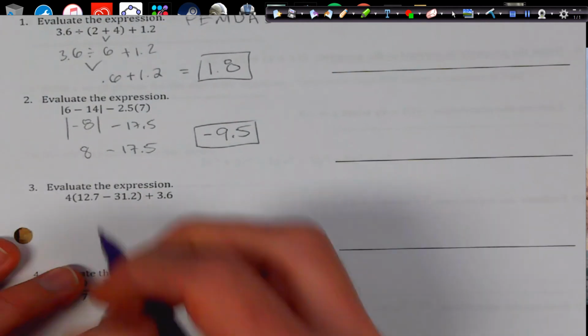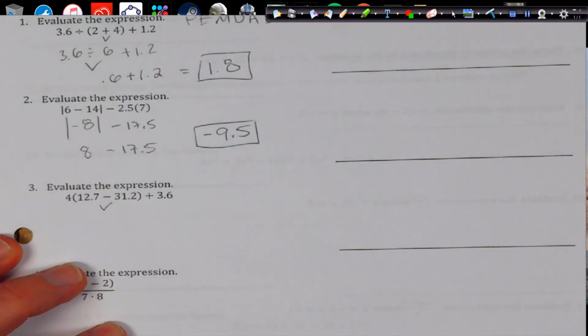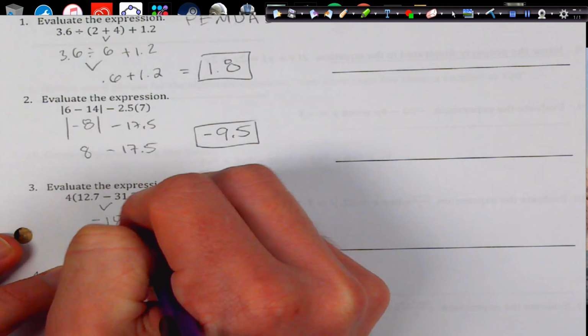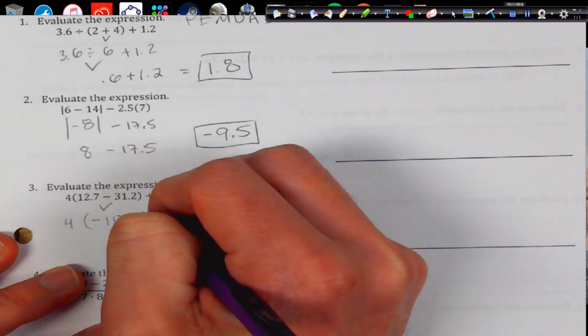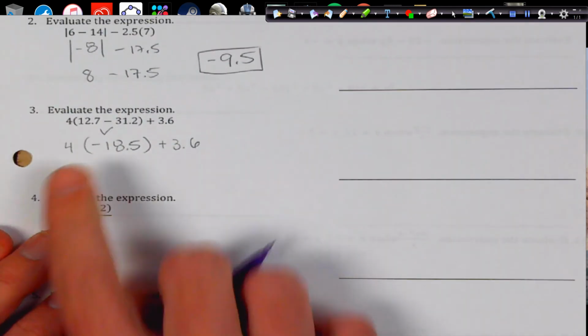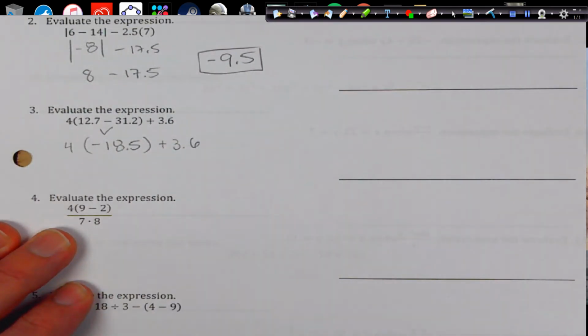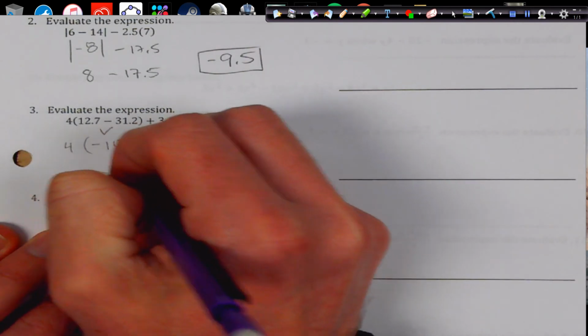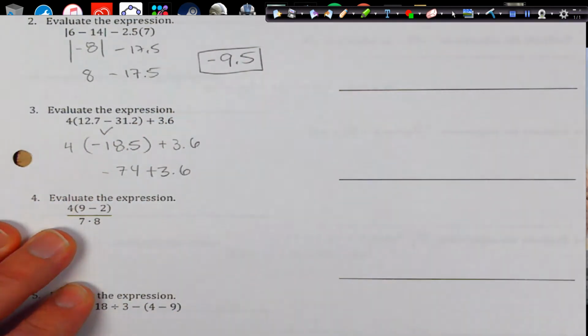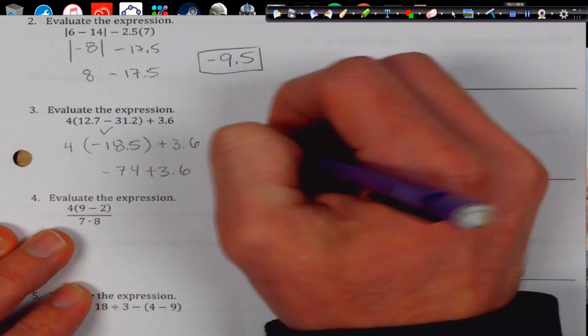Okay, again, a lot of decimals here, but you have a calculator. There's no fear, for a calculator is here. Subtract these parentheses first. Obviously, we're going to do negative 18.5 multiplied by 4 plus 3.6. Multiplication is going to come first here. So we're going to multiply by 4 and get negative 74 plus 3.6. And we're going to get negative 70.4.